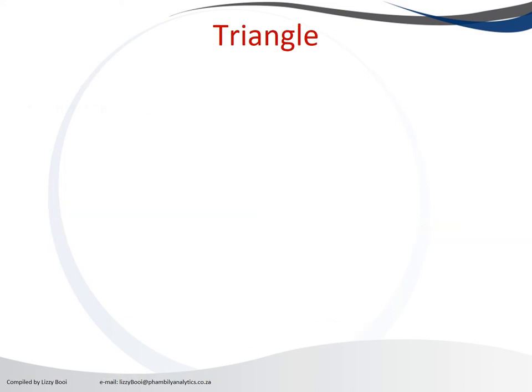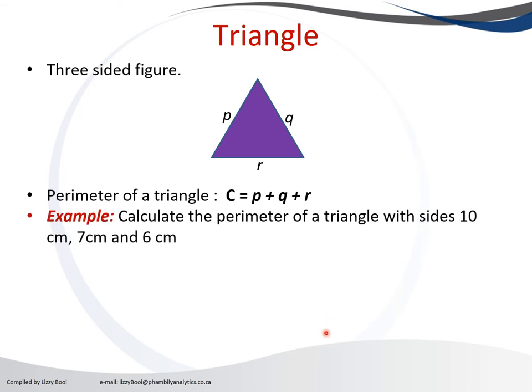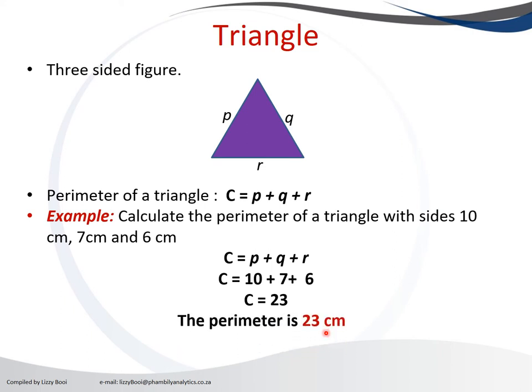A triangle. A triangle has 3 sides. Let's say our sides are P, Q, R. Those are the sides of a triangle. To calculate the perimeter, we can add P plus Q plus R. For example, calculate the perimeter of a triangle with sides 10, 7, and 6 centimeters. So we're going to add 10 plus 7 plus 6. We substitute into our formula, where P is 10 and Q is 7 and R is 6. C will be equal to 23. Therefore, the perimeter of this triangle will be equal to 23.